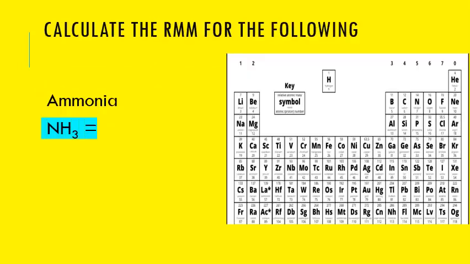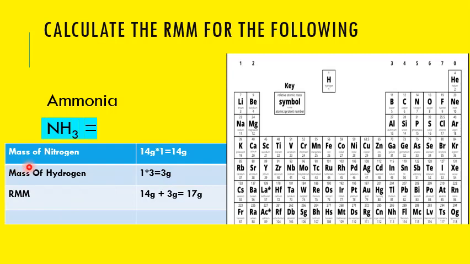That's it. So now we're going to figure out what the mass of ammonia is. So for the mass of ammonia, we're going to get the mass of nitrogen, and if we look at the periodic table, nitrogen is right over here, and the mass of nitrogen is 14. Remember, the mass number is the top number. So I'm going to say 14 multiplied by the number of atom of nitrogen, which is 1, multiplied by 1, that gives me 14 grams.